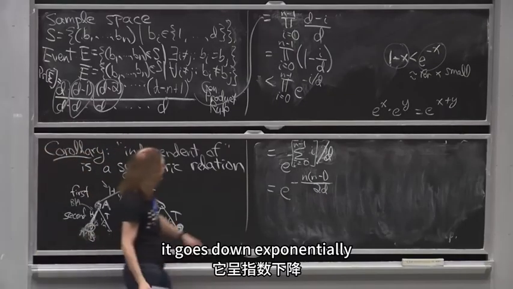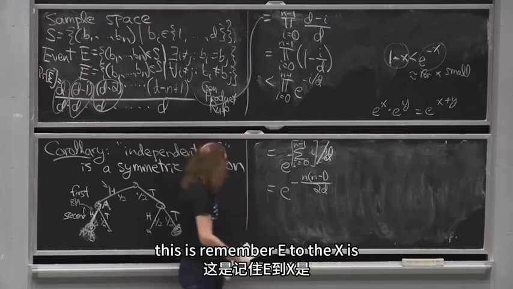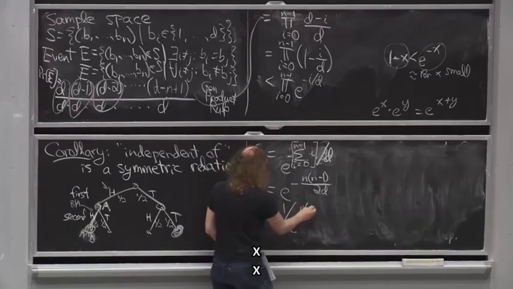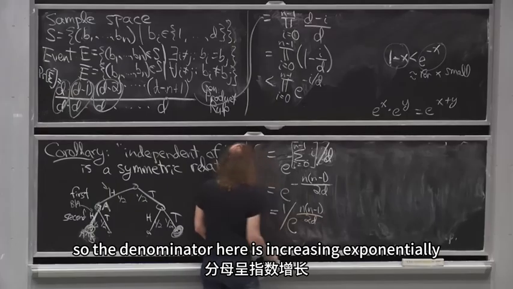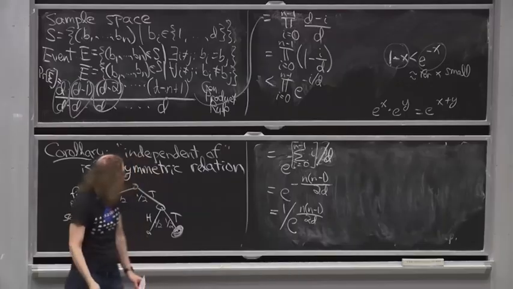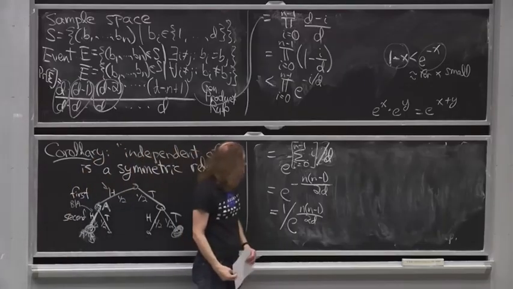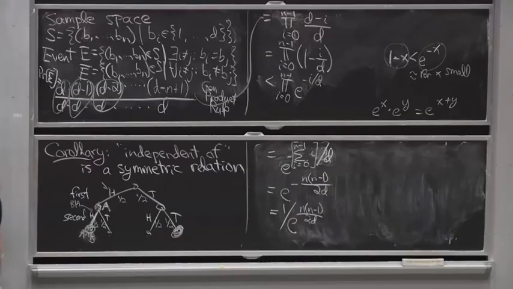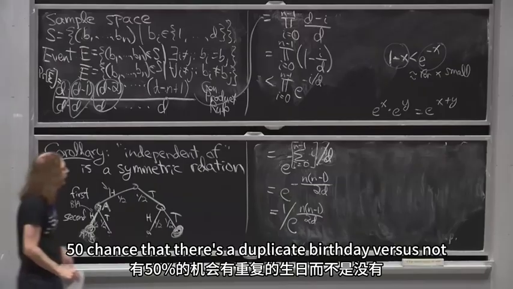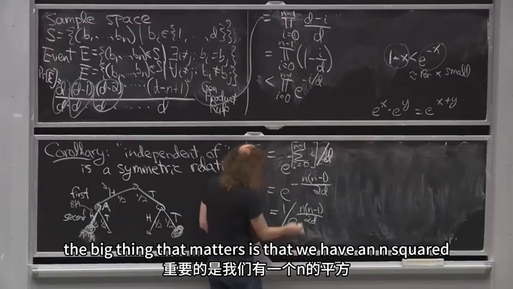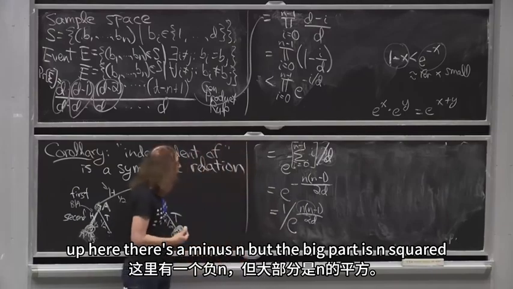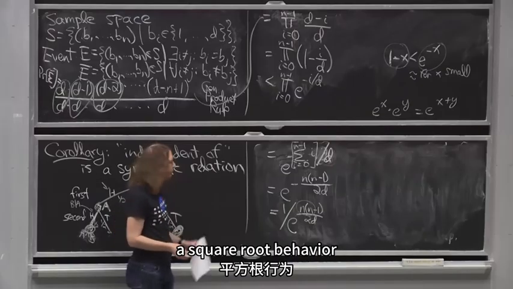And you can see it goes down exponentially. This is, remember, e to the x is 1, e to the minus x is 1 over e to the x. So the denominator here is increasing exponentially as we increase n. And that's why you get so many 9s very quickly out here. But if we're interested in this crossover point where we get a 50-50 chance that there's a duplicate birthday versus not, which is interesting, the big thing that matters is that we have an n squared up here. There's a minus n, but the big part is n squared. And this, if we invert it, this is where we're going to get a square root behavior.